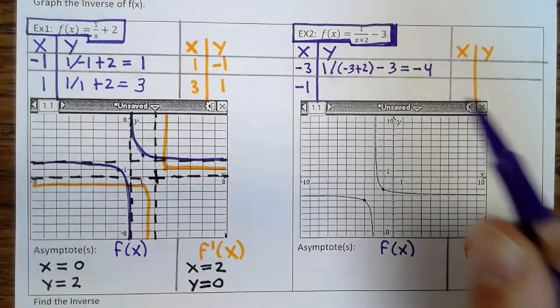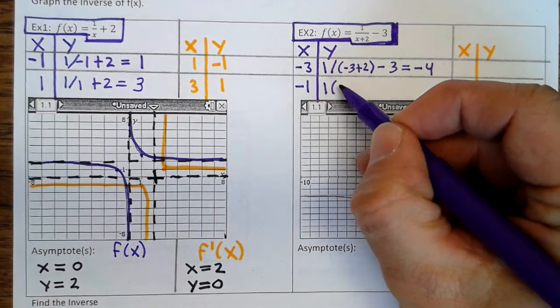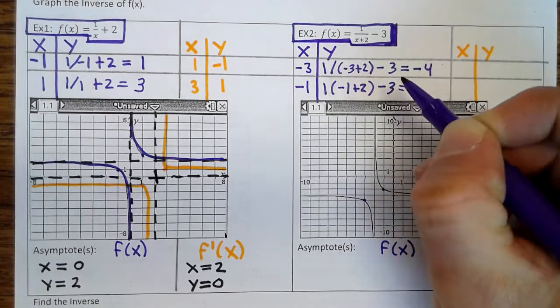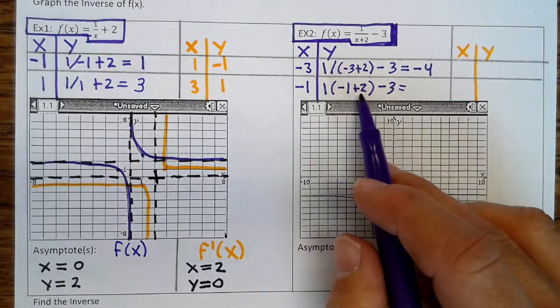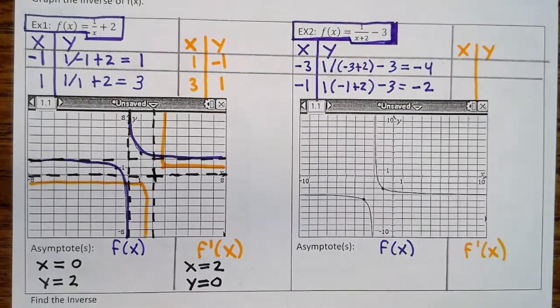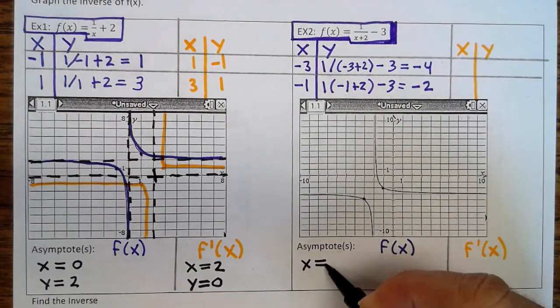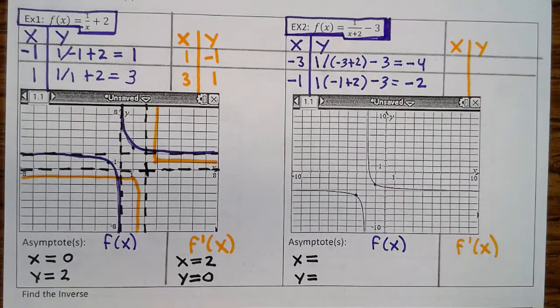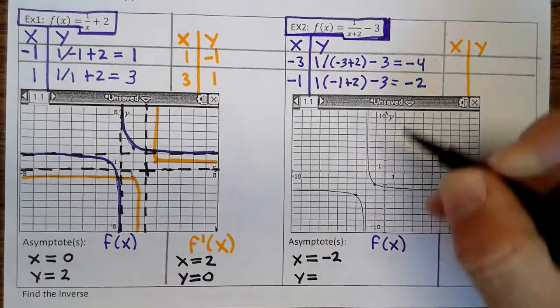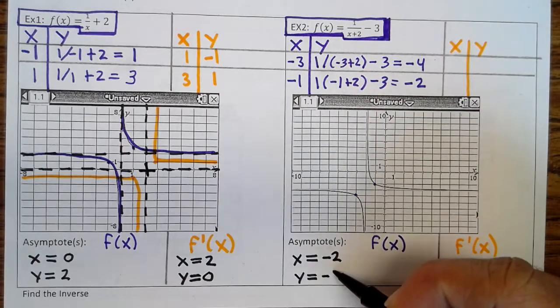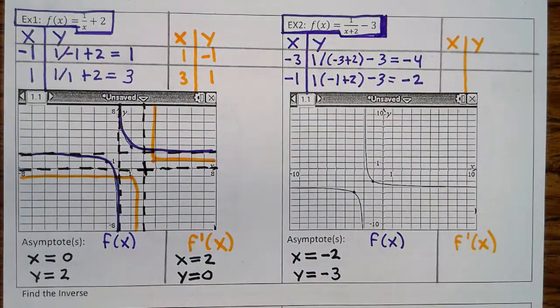And let's use x as -1. And we're going to use that because it works out nicely. Okay? So that's a +1 minus 3 is a -2. Now before we graph those points, we want to identify the asymptotes. Okay? So x equals -2 because that makes that 1 divided by 0. And it shifted down to -3, so y equals -3.